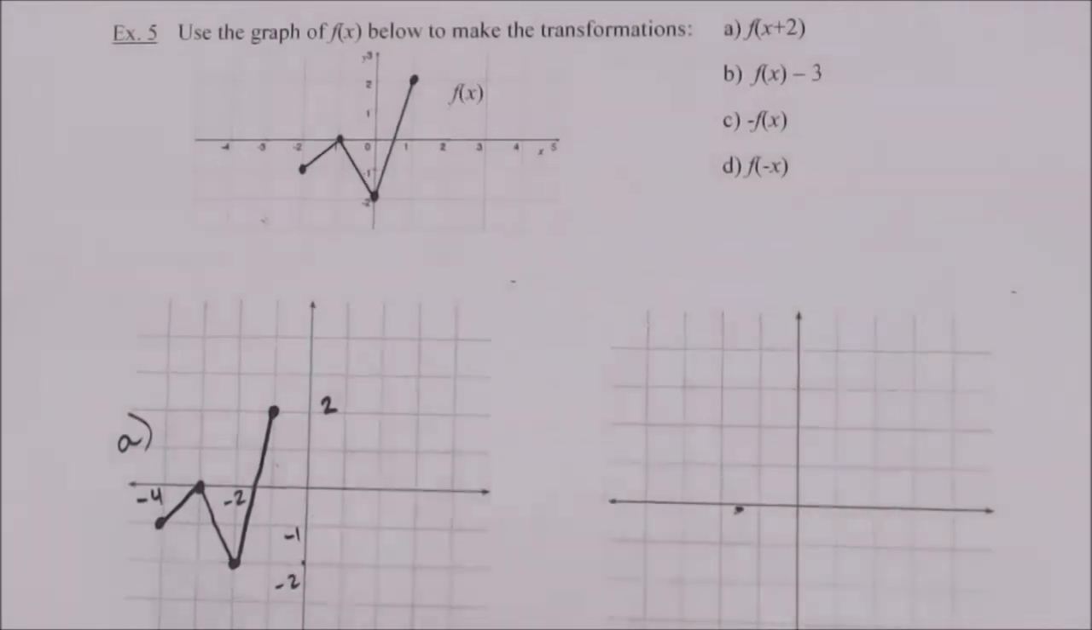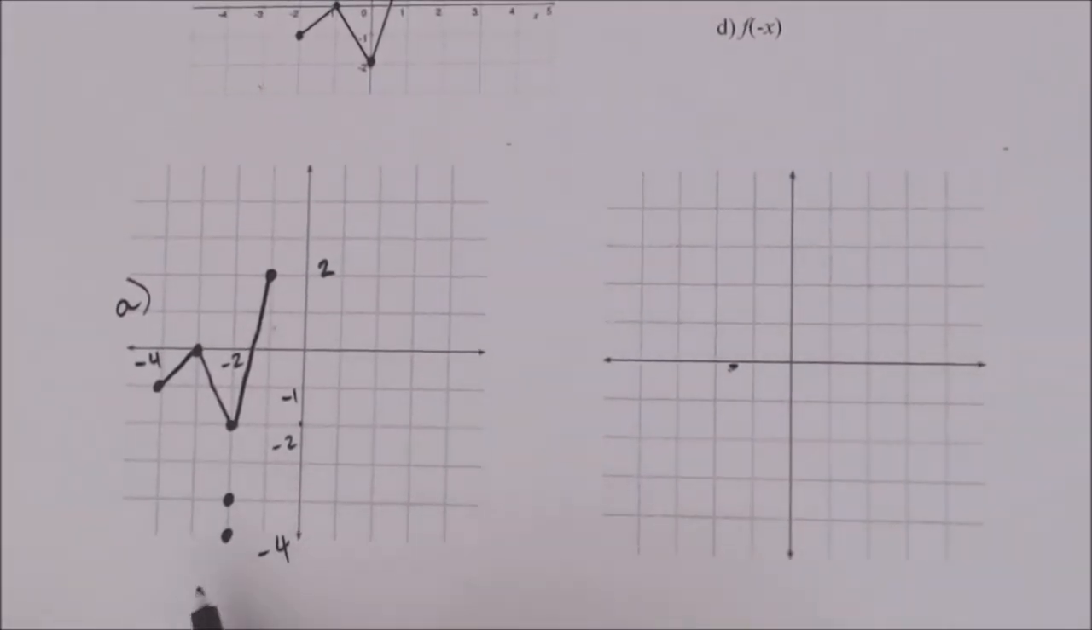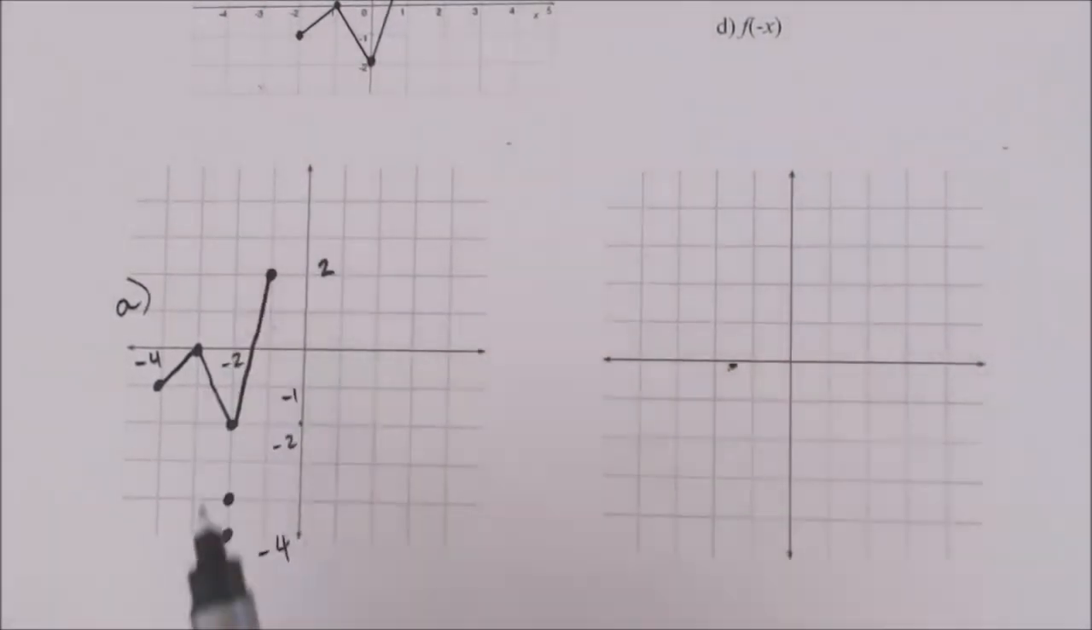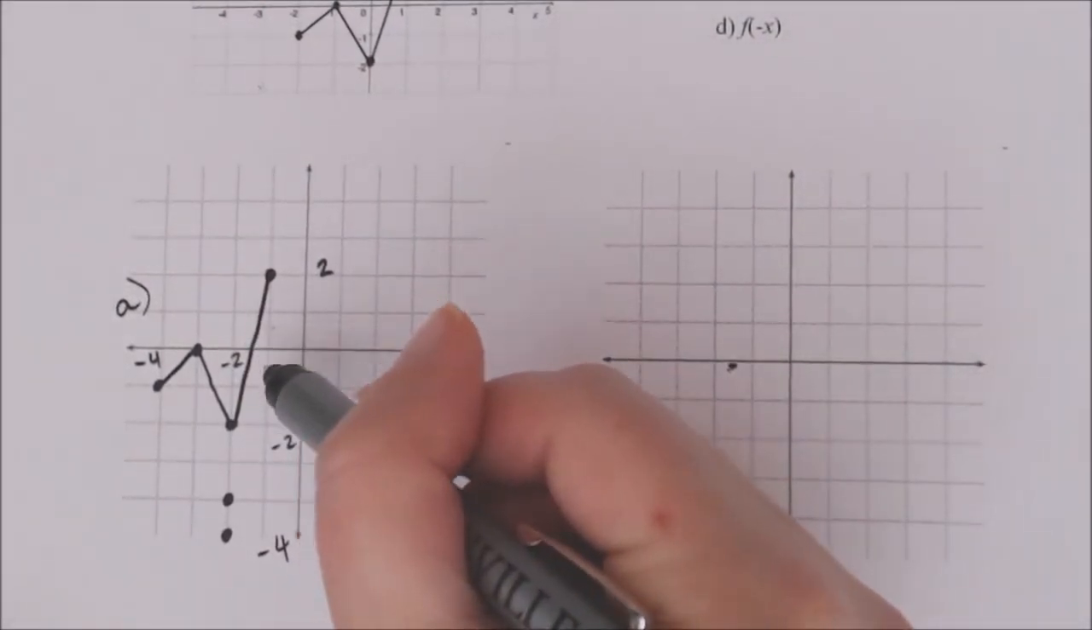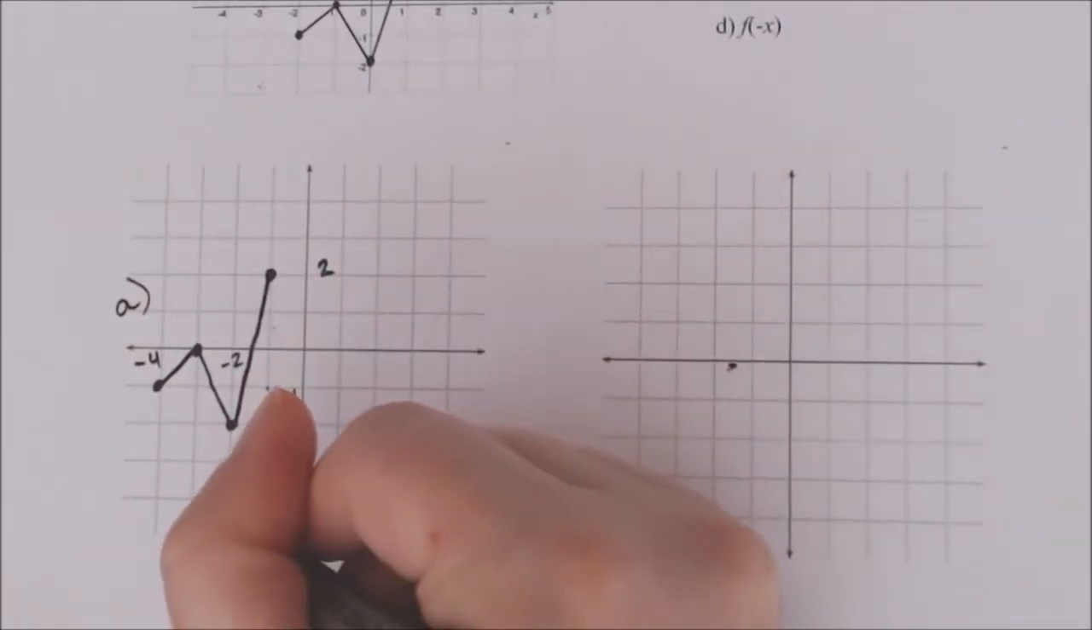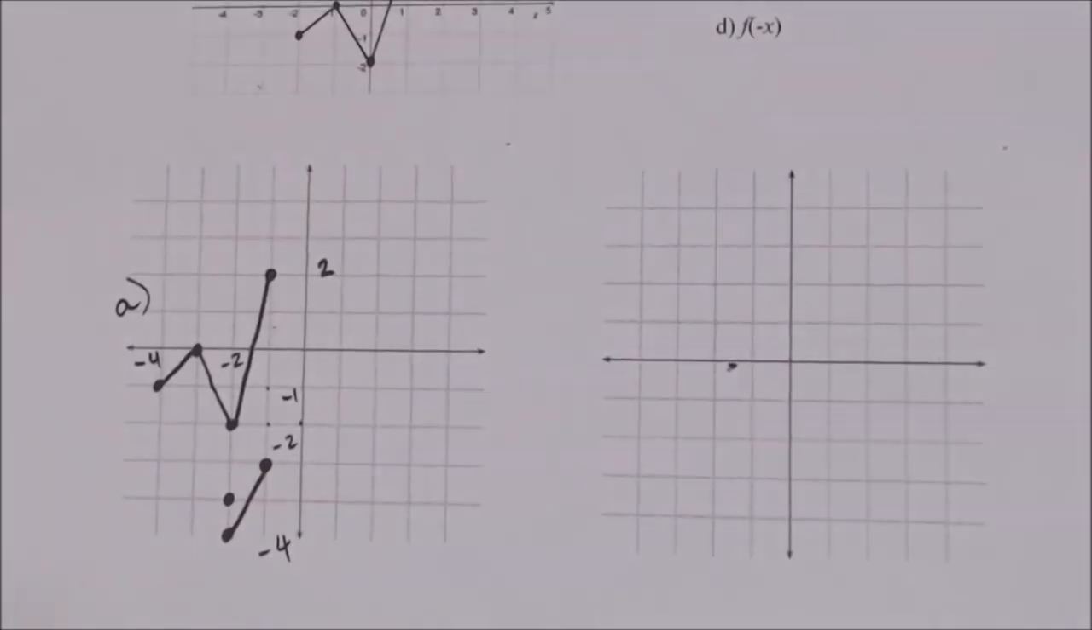So let me move this up so everybody can see it. That's the point right there we're talking about. The next point was at -1, 0. So if I shift that down 3 units, so -1, 0, go down 1, 2, 3 units, puts me right there. So let me go ahead and draw that first segment so we have that part.